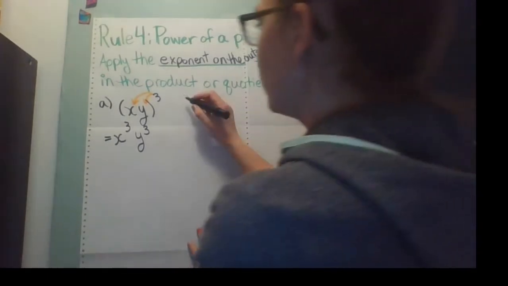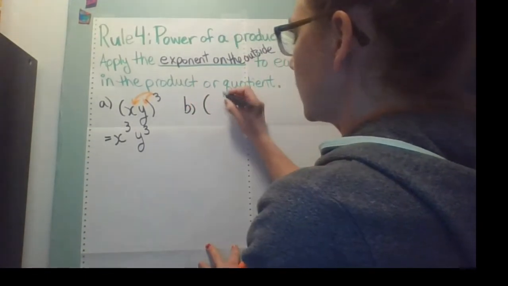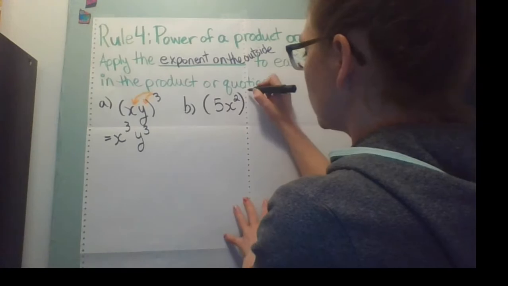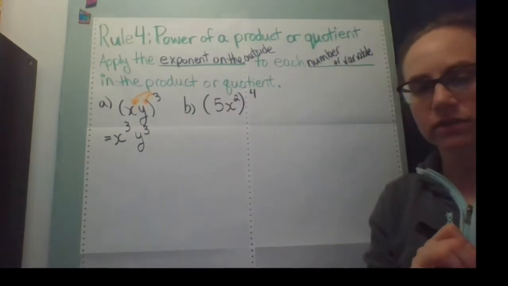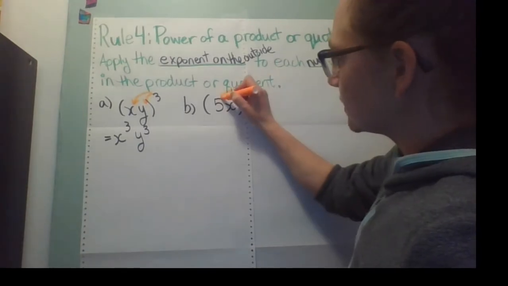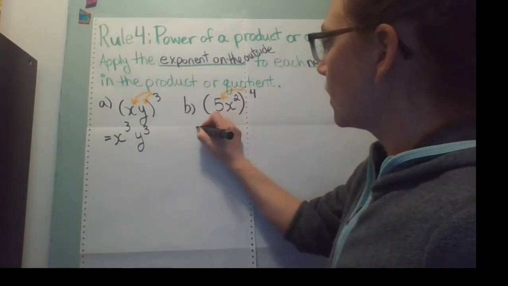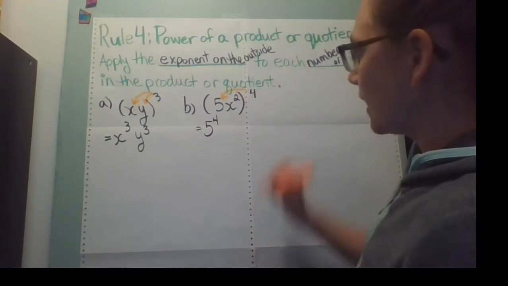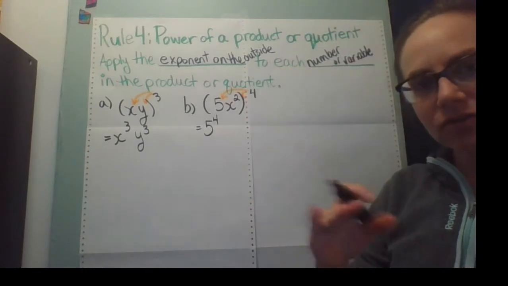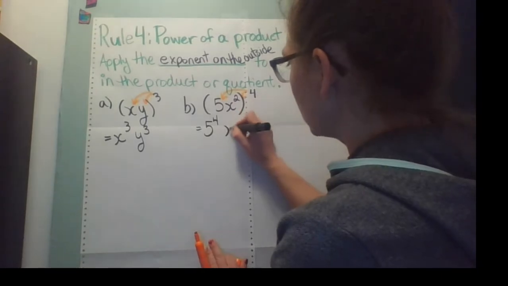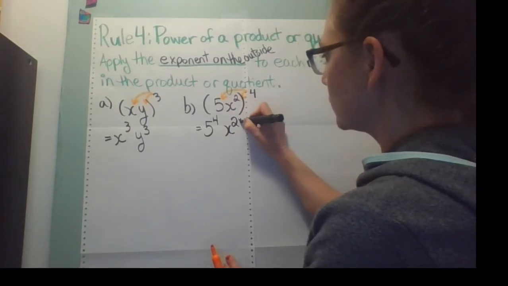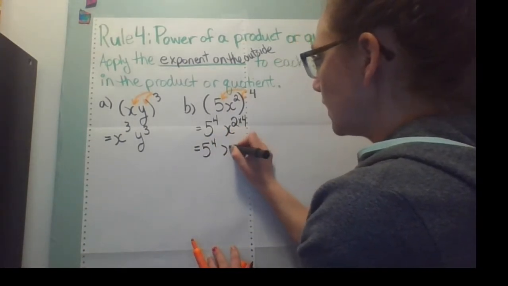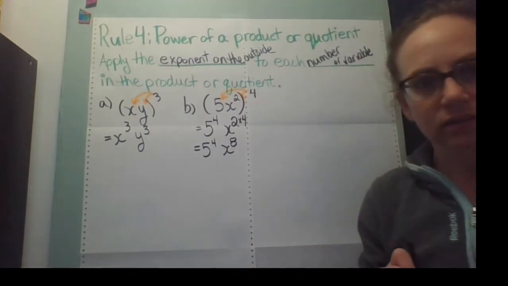Okay. If I had an example that's maybe got a number in there, so let's say that's 5, and let's say I have 5x squared. And we're going to put that all to the exponent, I don't know, let's go with 4 this time. So that 4 has to come in and it has to hit the 5. So we've now got 5 to the exponent 4. And it has to come in and it has to hit that x squared. So now I have to use my other rule where I say, well, when it's outside brackets, I now have the exponent 2 times 4. So that gives me a final answer of 5 to the 4, x to the 2 times 4, which is 8. Okay.